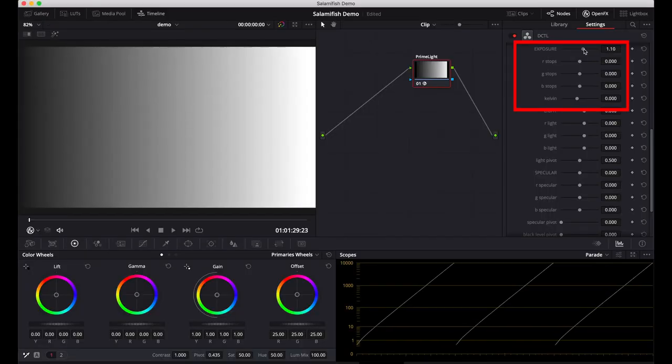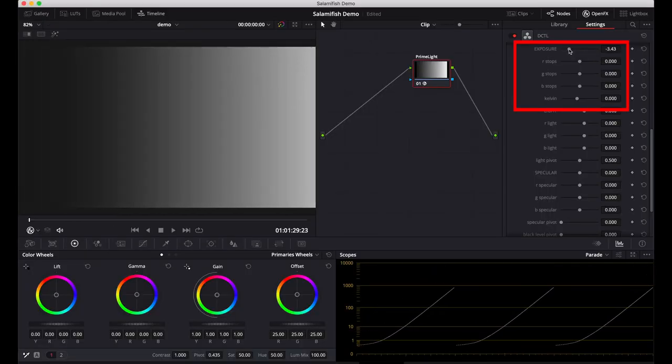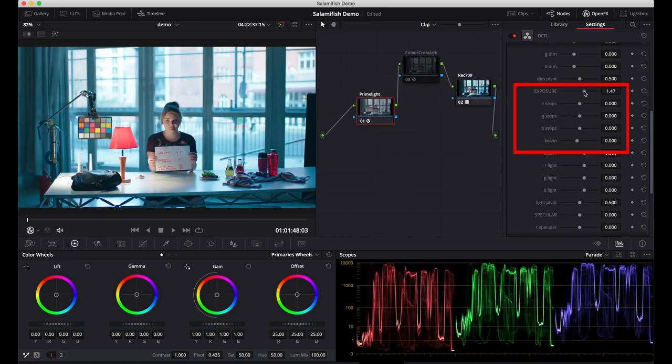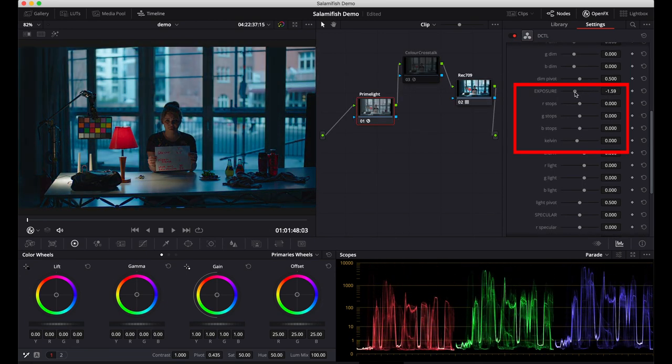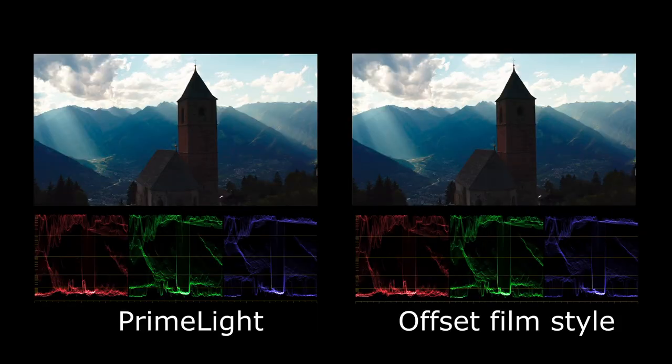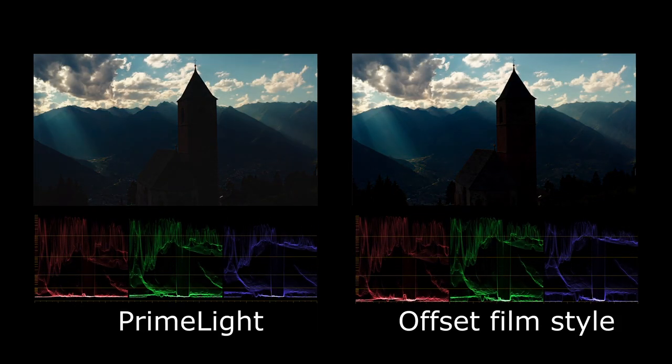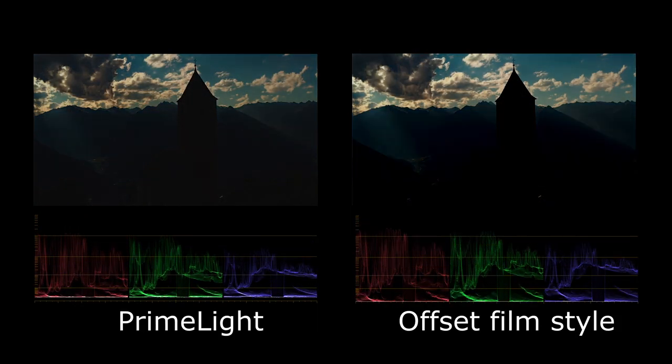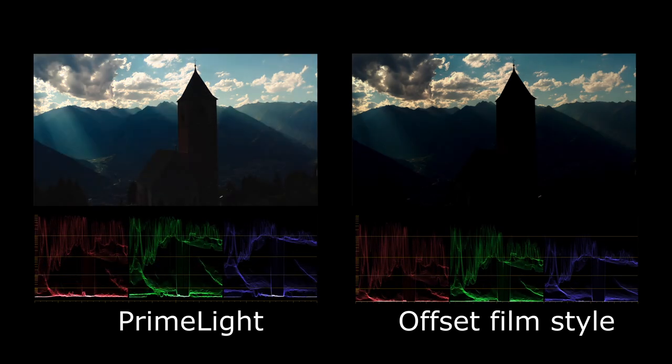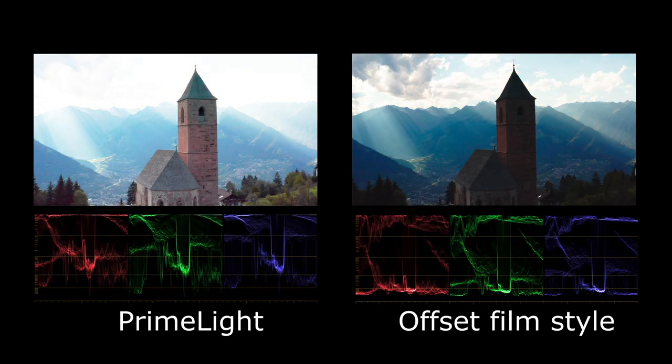Like the other tools, the exposure tool works in the same color space like the camera sees the image on set. Due to that, it will feel completely natural. Compared to offset grading on log images, the shadows will stay where they are supposed to stay and therefore need less push and pull corrections.